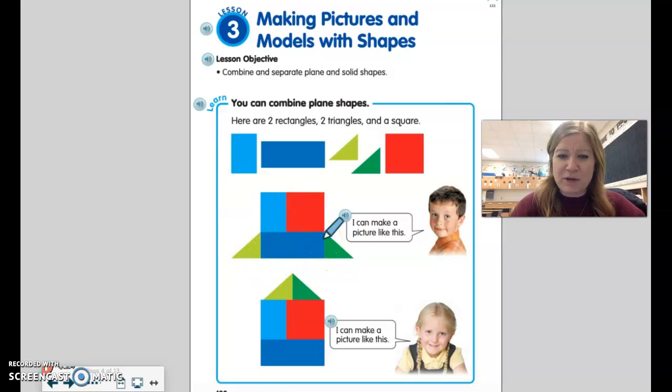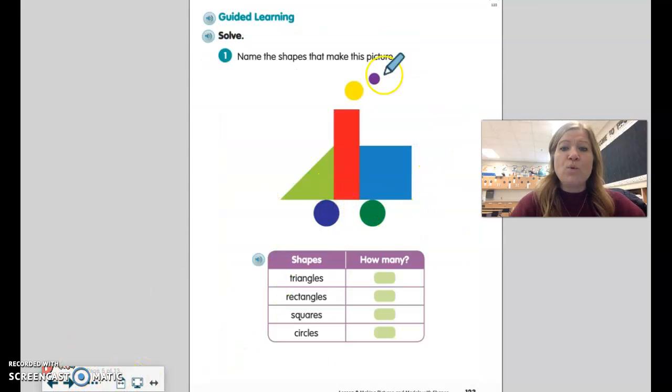It kind of reminds me of when we play with pattern blocks. So using these exact shapes, you could make this picture or this picture. When you have pictures like this, then you can count the shapes and name the shapes that you have in your pictures. So let's take a look at this picture and count how many of each shape there are.